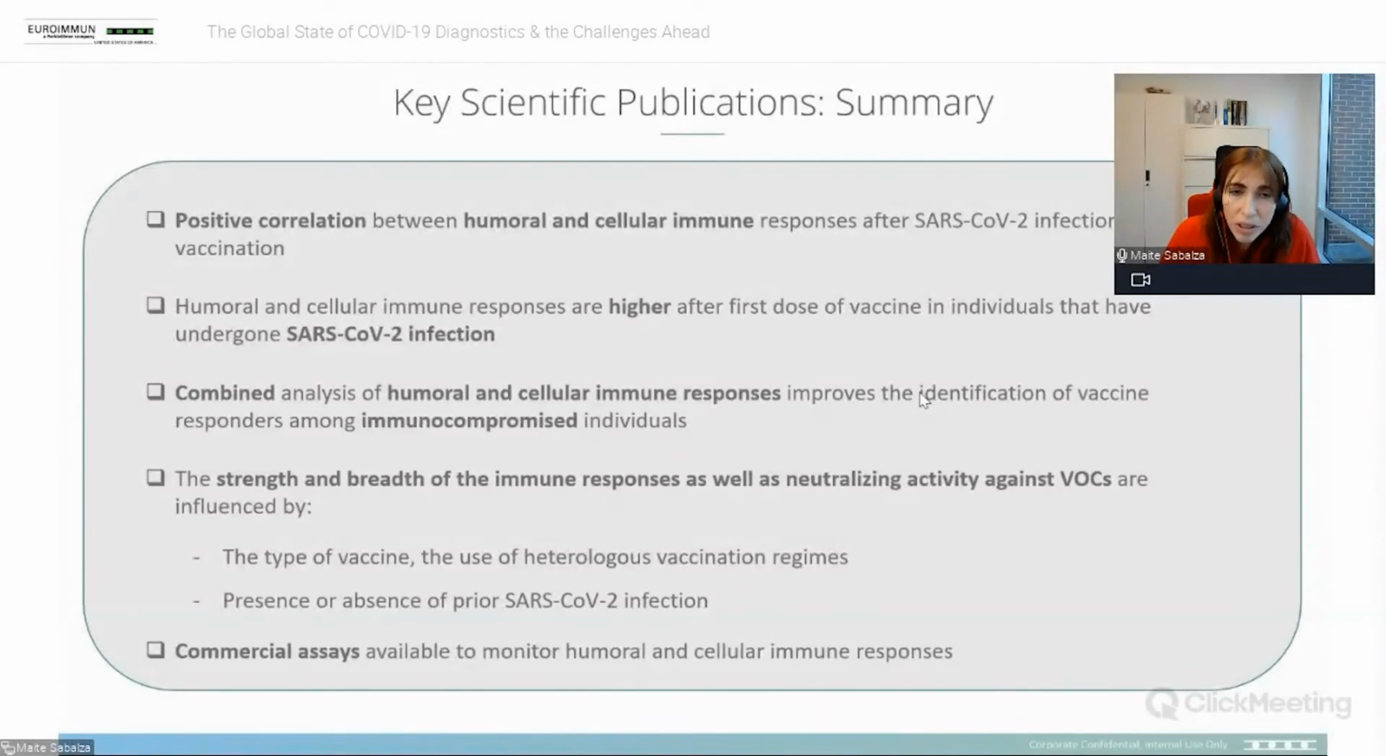Also, something very important is that the strength and the breadth of the immune responses, as well as the neutralization activity, are influenced by the type of vaccine and the use of heterologous or homologous vaccination regimes, as well as the presence or absence of a previous SARS-CoV-2 infection.